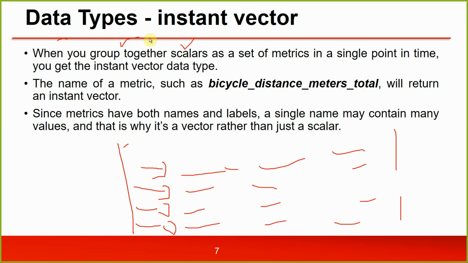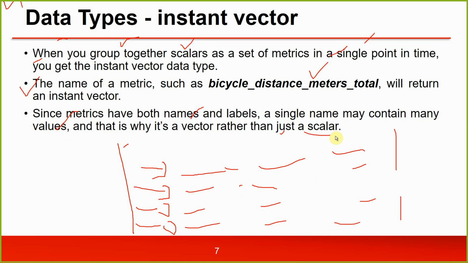I have a lot of examples which will explain this concept of the cycle race. The name of the metric, for example, is bicycle distance meter total. It will return an instant vector, because at any one point in time the distance will be one specific value. If I change the time, the value will be different. Since metrics have both name and labels, a single name may contain many values, and that's why it is a vector, not a scalar. You got my point?